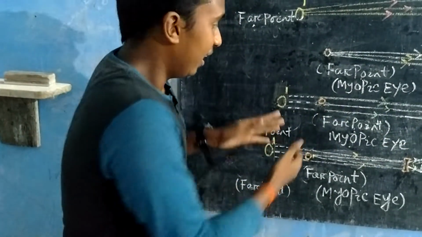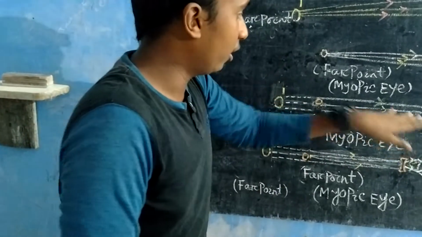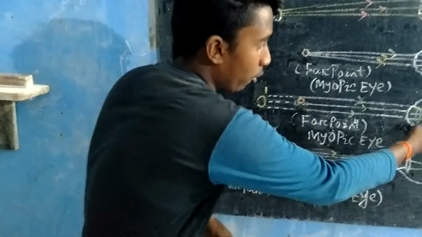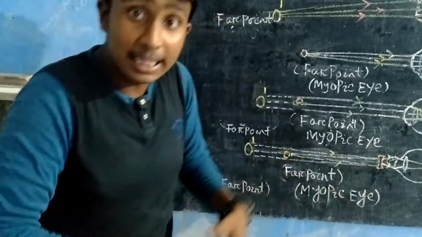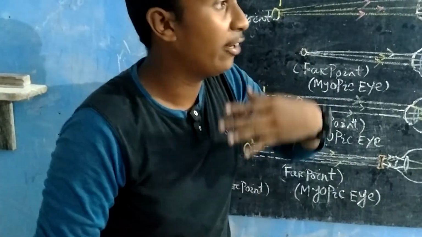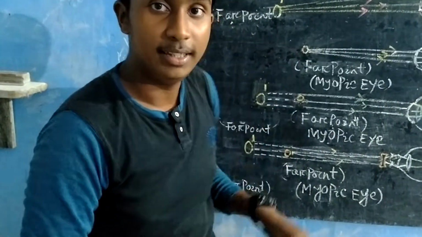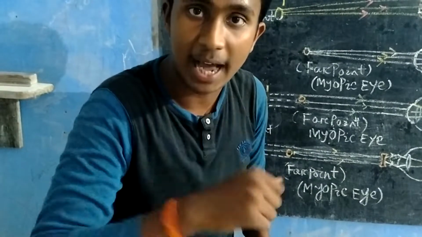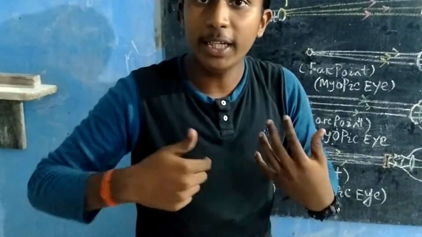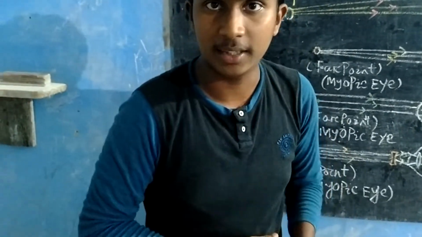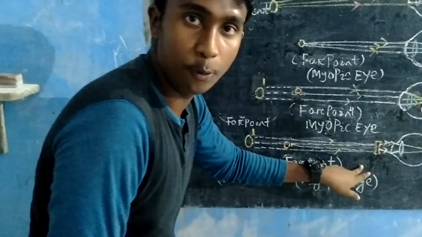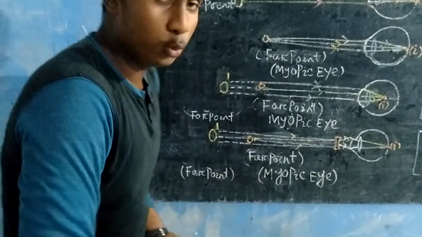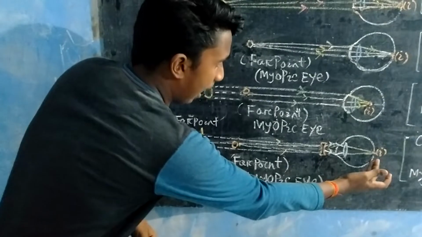So friends, here the image is formed in front of the retina. Due to this reason, the person cannot see the distant object clearly. This was the defect of the myopic eye. Friends, how can we rectify it? How can we correct it? Have a look at the fourth one.